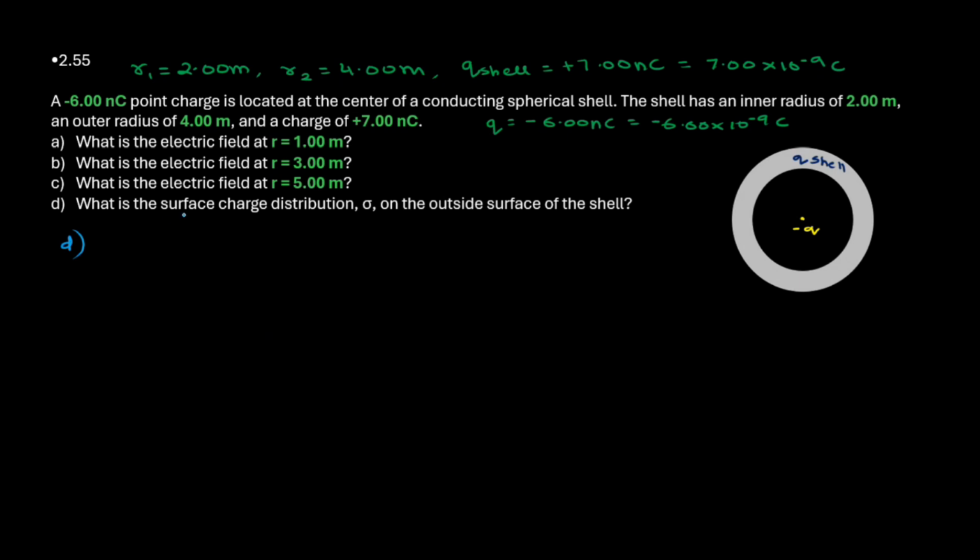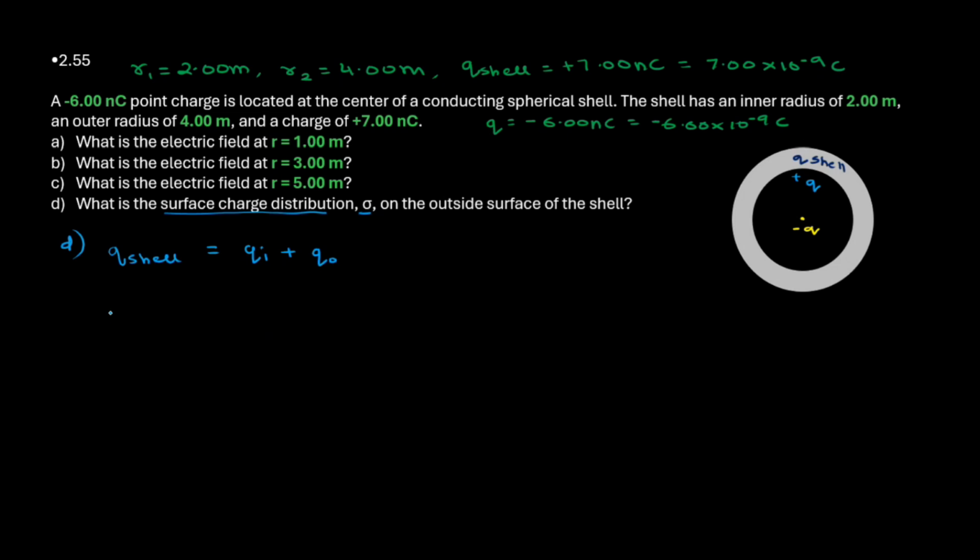Part B is asking us what is the surface charge distribution sigma on the outside surface of the shell. Here we have a charge negative Q at the center of the shell. And this charge is going to induce an opposite charge on the inner side of the shell. So if this is negative, on the inner side, you will have a charge of positive Q. And the total charge on the shell has to be a sum of the charge on the inner surface plus the charge on the outer surface. So if I want to find the charge distribution on the outer surface, I need to calculate what is the charge on the outer surface, which is QO.